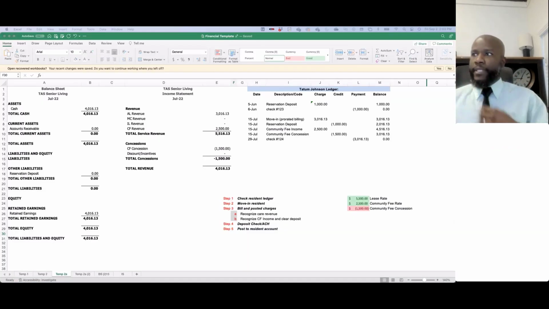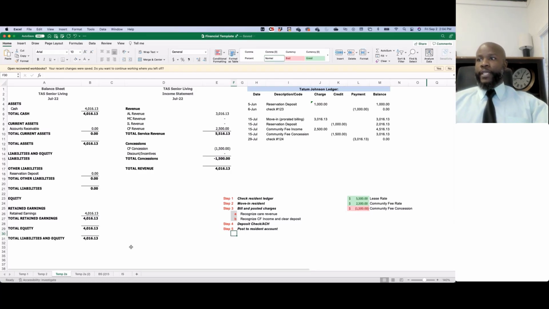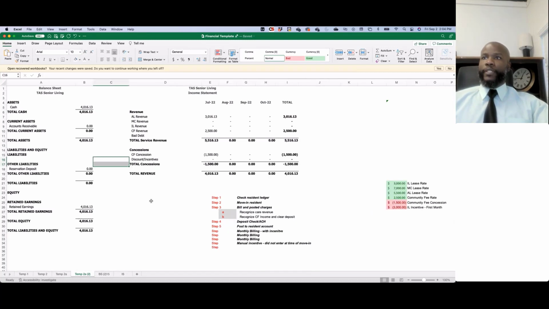We have the balance sheet, the income statement, and the example of a ledger here. What we've been talking through, from our last scenario, is reservation to move in, with all the things that take place, from recognizing the community fee without an incentive to recognizing the community fee with an incentive. We'll pull that forward and start getting some billings going. So this is the next scenario, still the same balance sheet and same P&L.